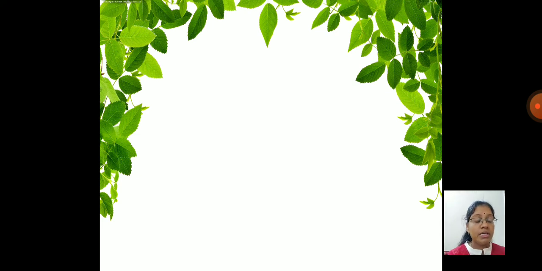Now we will see how this transporting system happens in a leaf with an example. With a tissue paper I am going to show you how this transport system takes place in plants.